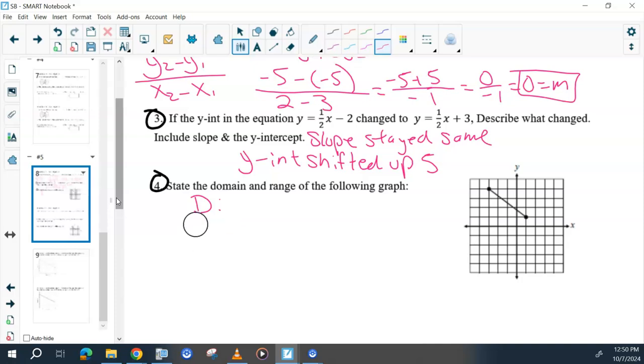Okay. For the domain of this, we're looking, where does that start? Where does that end? It has a starting and stopping point. So we're going to write that in our set notation. Curly brackets, x line. The starting point, the least or furthest point to the left is -3, is less than or equal to x, is less than or equal to 1.